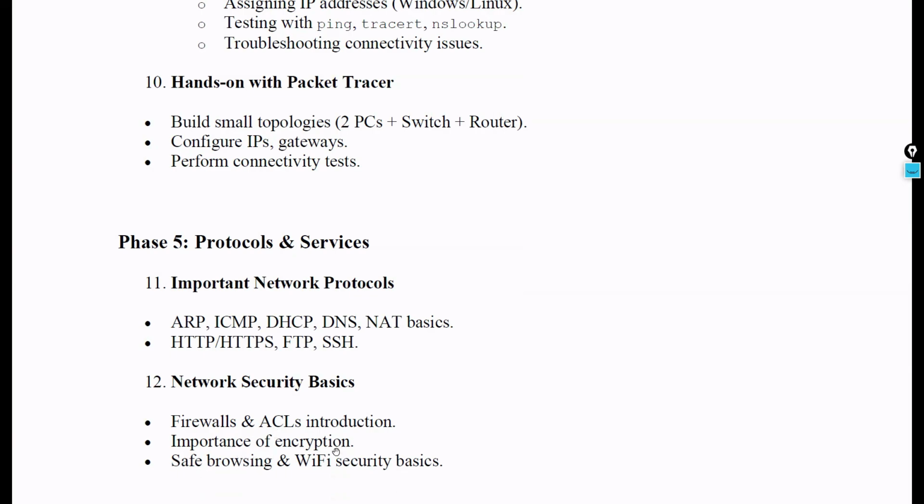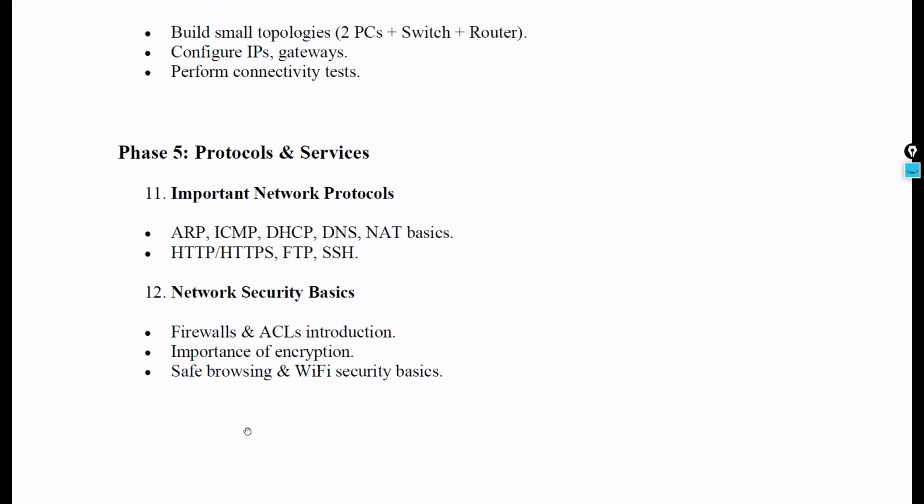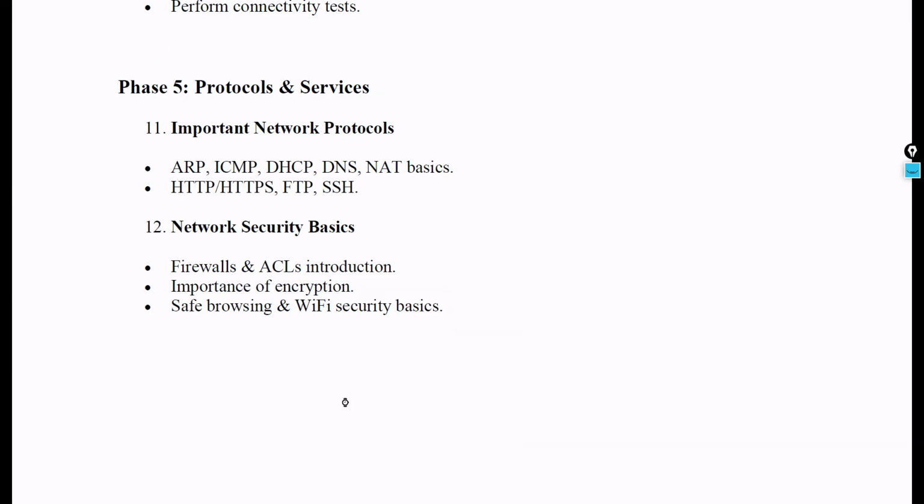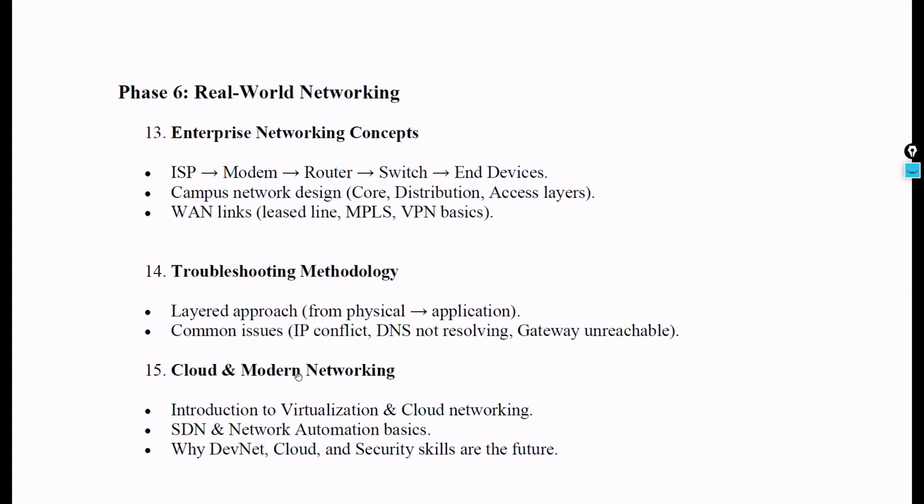Then we will go through the importance of encryption. Why do we need data encryption? What is encryption? Different types of encryption. Once we are done with that, then we'll see about some safe browsing and Wi-Fi security basics. So before going to the Wi-Fi security basics, we will also understand about different protocols that are used for wireless security. Okay, and again, how those protocols evolved over time and what are different types of authentication you can have. Okay, these all sort of things we are going to see.